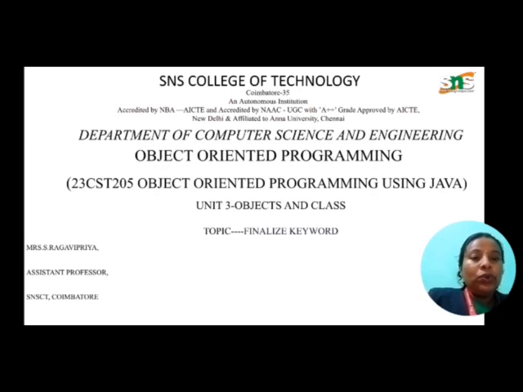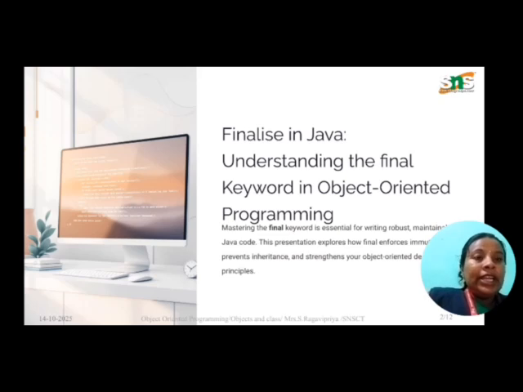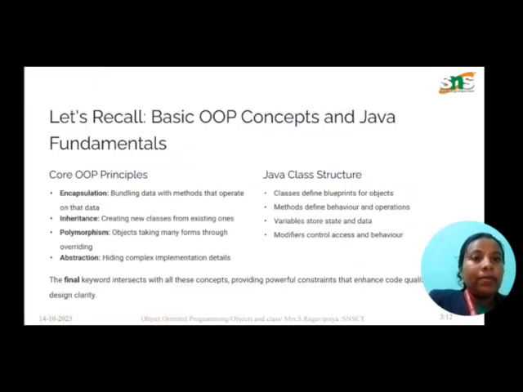In this video, you're going to see about the final keyword, Unit 3, Objects and Classes. The subject code is 23CST205, Object Oriented Programming using Java. So, understanding the final keyword in object oriented programming. Let's recall the previous topics, basic OOPS concepts and Java fundamentals.